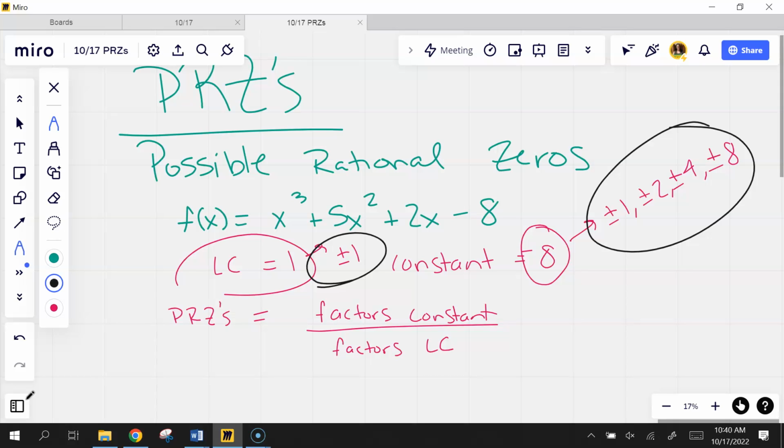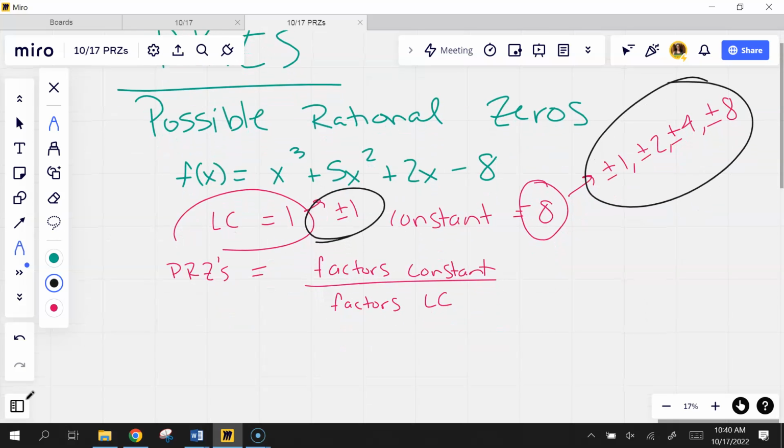Not yet. Now what I'm writing goes on the line. So now my PRZs, this goes on your line, are all of these numbers divided by 1, which is just itself, right? So plus or minus 1, 2, 4, and 8. That's it. That's all the PRZs for this particular polynomial. But does that mean that all of them are zeros? No.